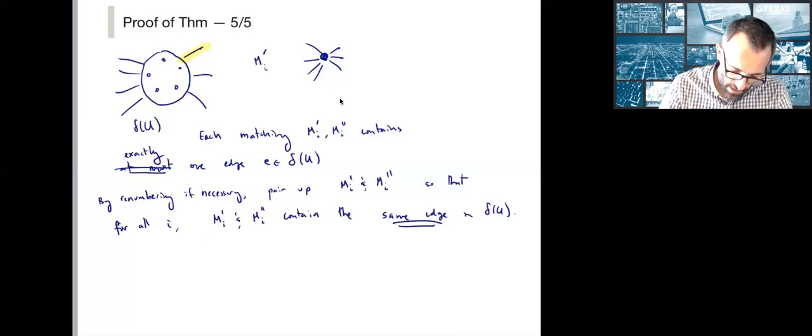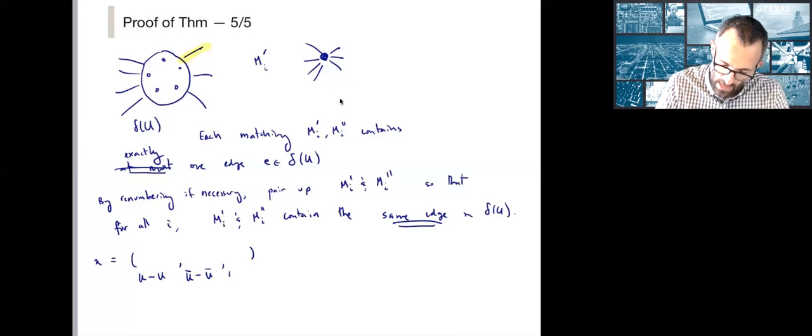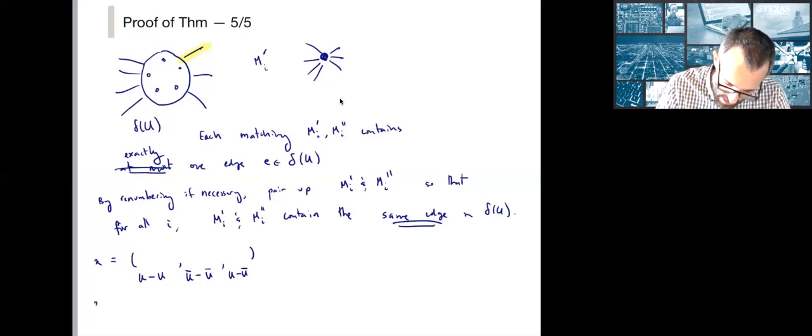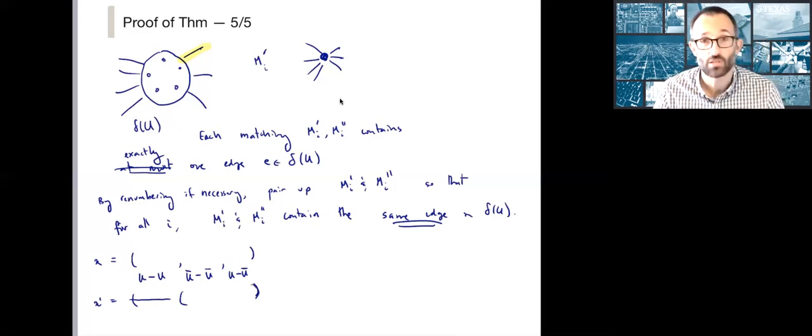I encourage you to just draw this out. So how could we draw X? X has three parts. It has edges from U to U. It has edges from U complement to U complement. And it has edges from U to U complement. Again, the directionality doesn't matter. What is X dash? X dash, I've collapsed U. So I basically take away this part, and X dash is just all of these edges.